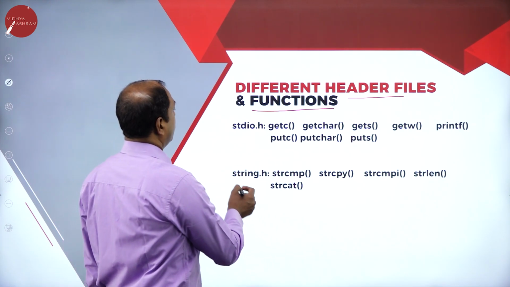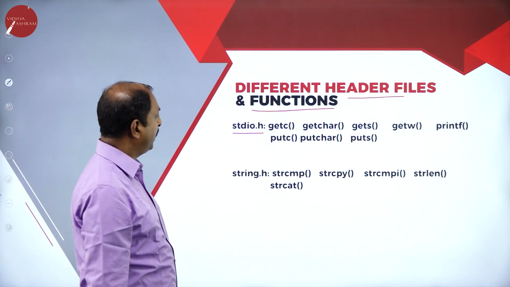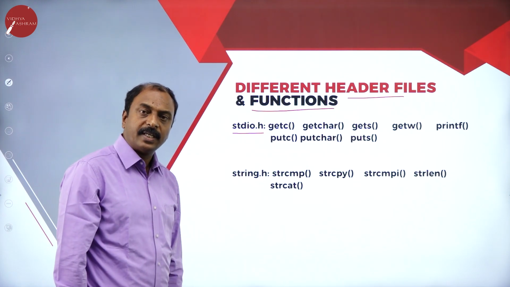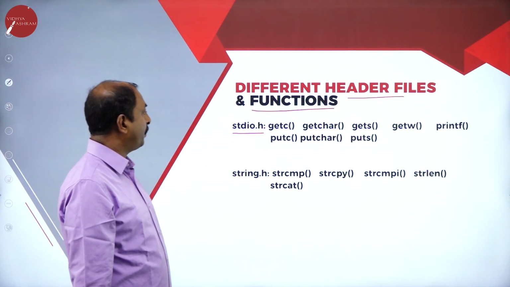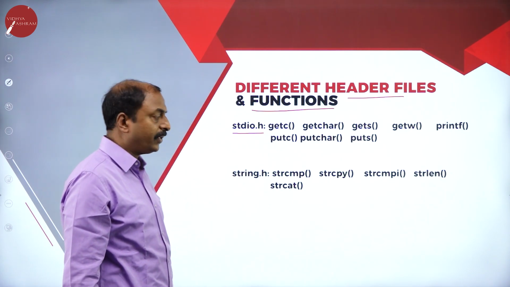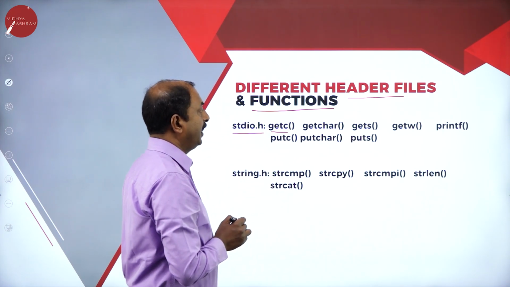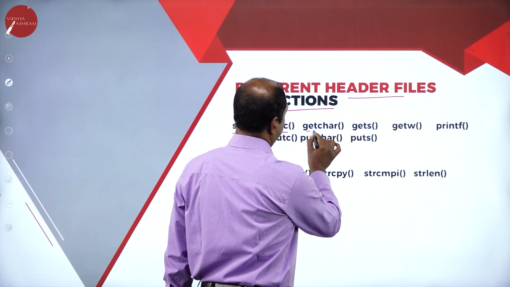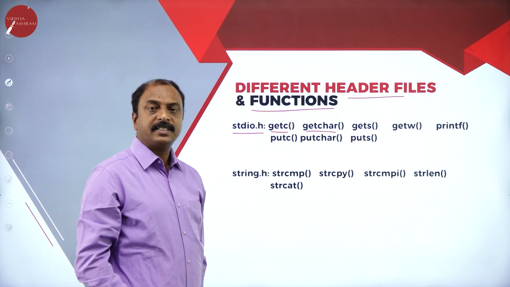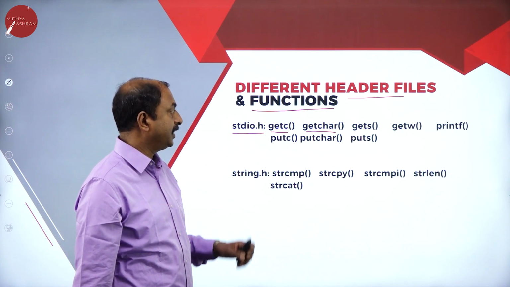Now the first one is stdio.h. This is one of the header files, that is standard input output, that is standard input and output operation. So here .h stands for header file. Under this we have getc as a function and getchar is a function. So getchar is a function to accept a single character from the keyboard or input device.